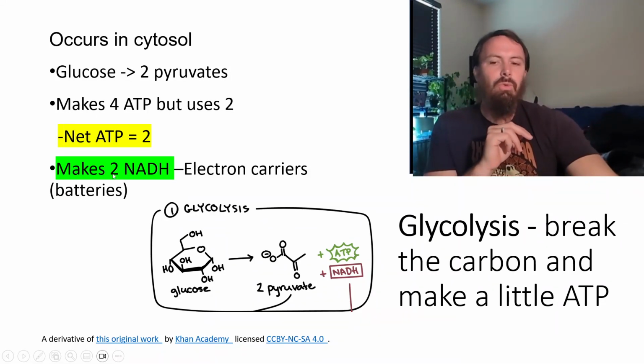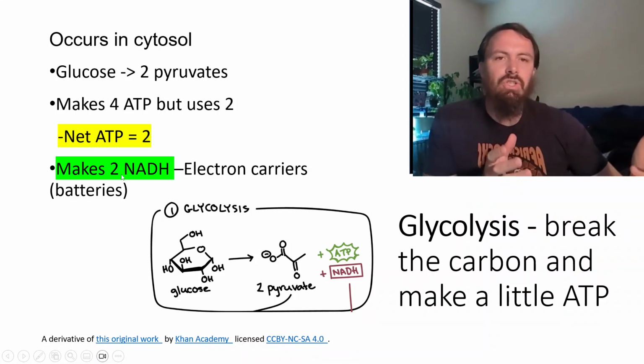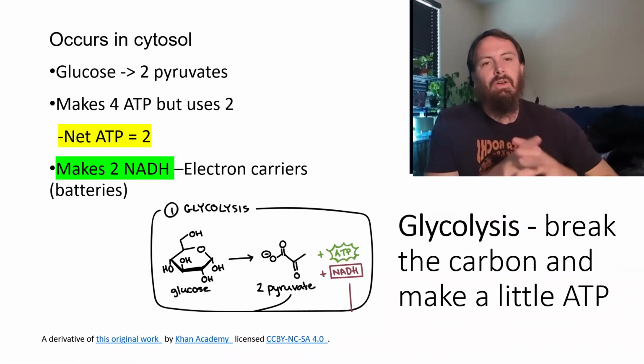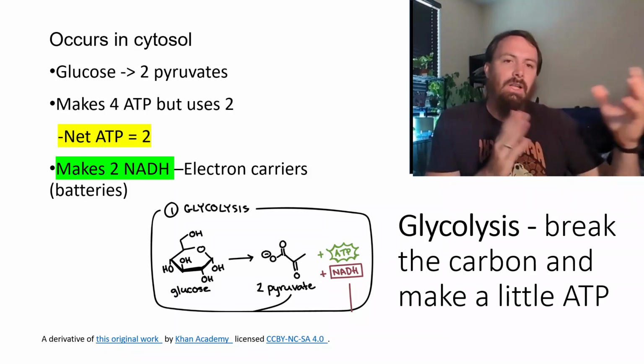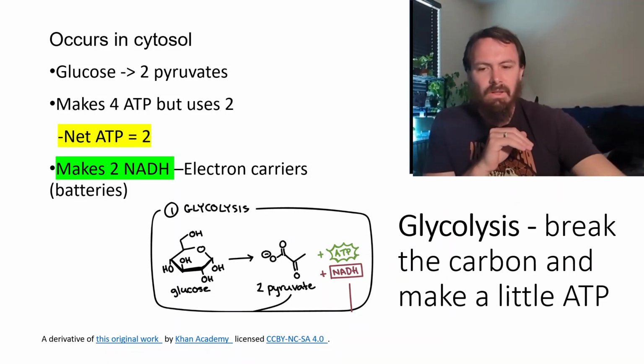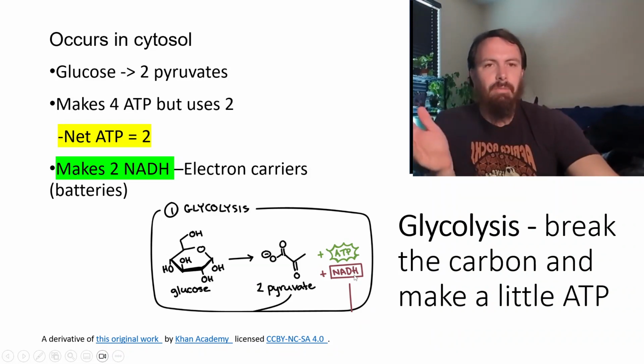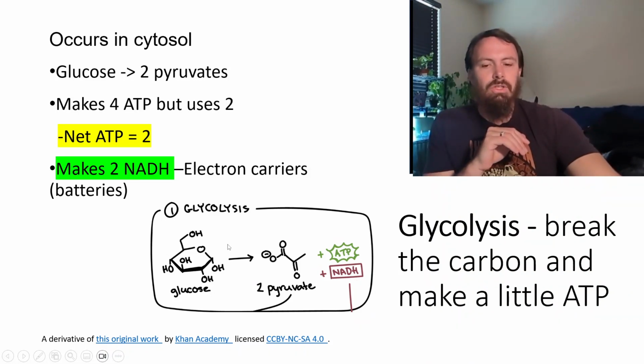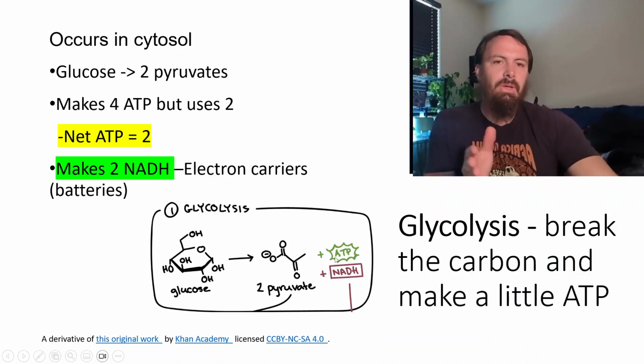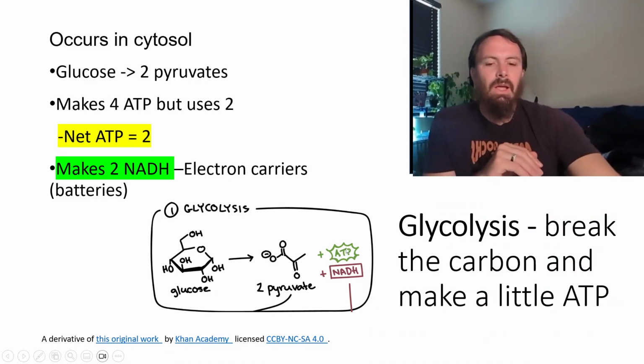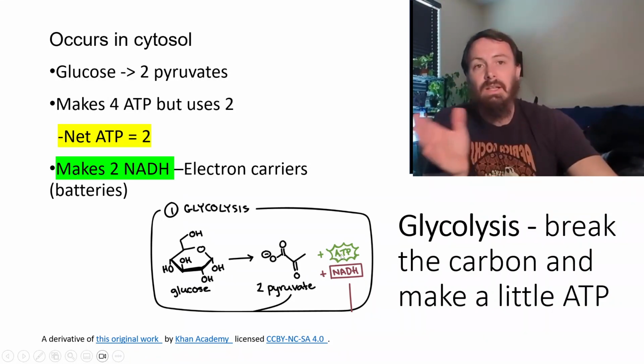You also make 2 NADH. And these are just high energy electron carriers, meaning they're going to take electrons and transfer them somewhere else. So we have 2 ATP and 2 NADH net production, right? So glycolysis goes to 2 pyruvate plus 2 ATP plus 2 NADH. And we're going to take these and we're going to use these later on.